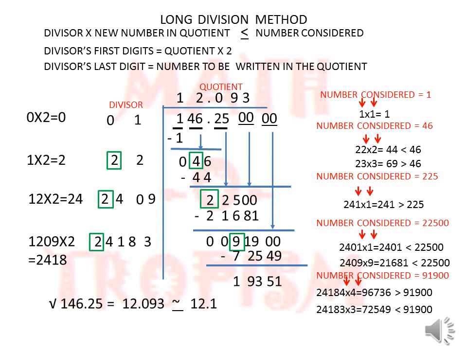So this means the root of 146.25 is approximated to 12.093, which can be approximated to the first decimal as 12.1. So this is how we do the long division method.